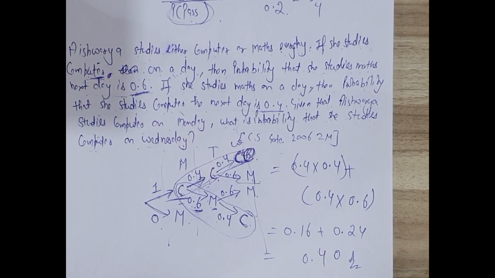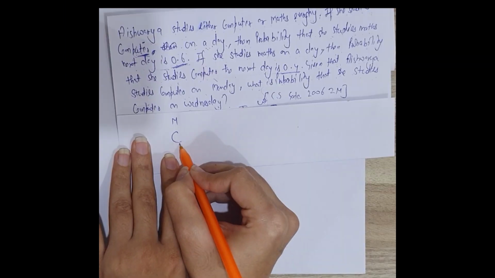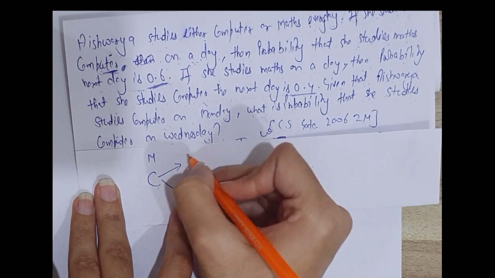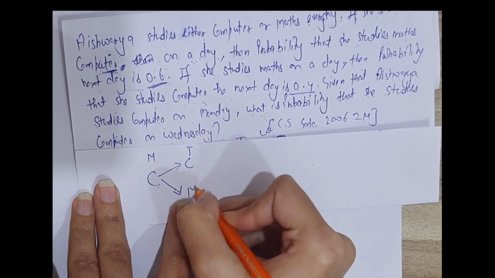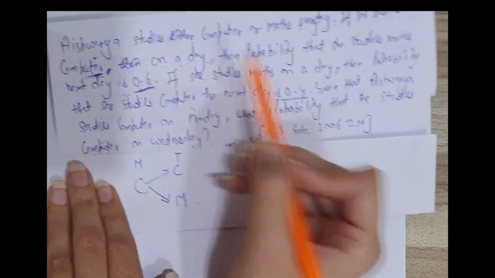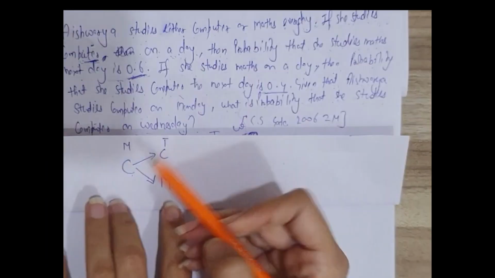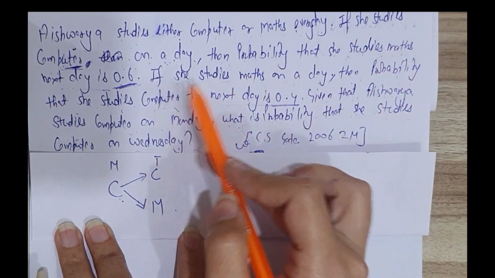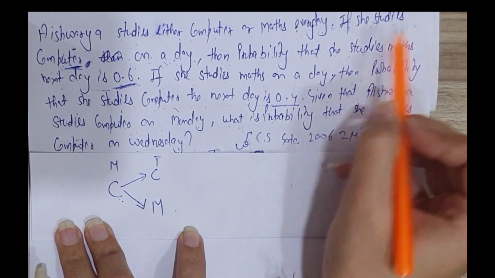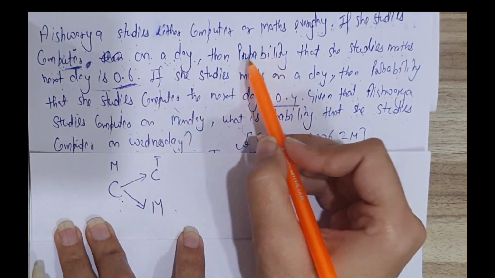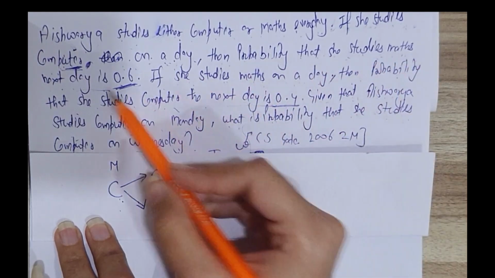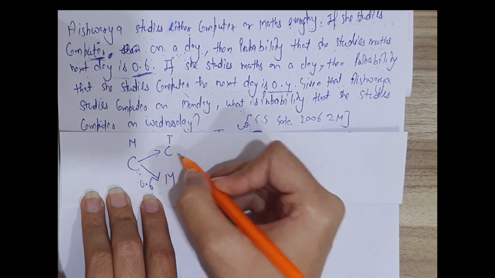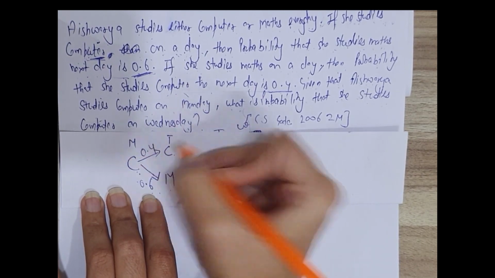This is the answer. I am telling you again, she studies computer on Monday, then there are two cases. If she studies computer on a day, this is a random day, it's confirmed that she studies computer on Monday. To find the probability of Tuesday, we have to see the random case. That is, if she studies computer on a day, then the probability that she studies maths the next day is 0.6. If this is 0.6, then studying computer will be 0.4.